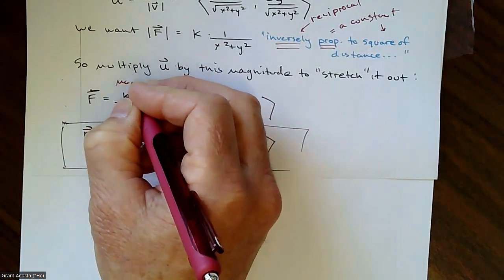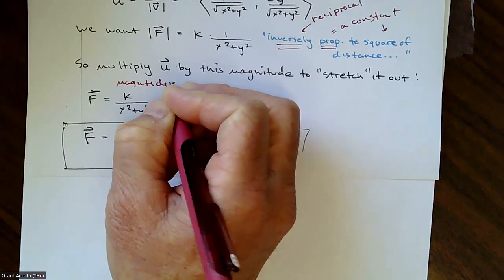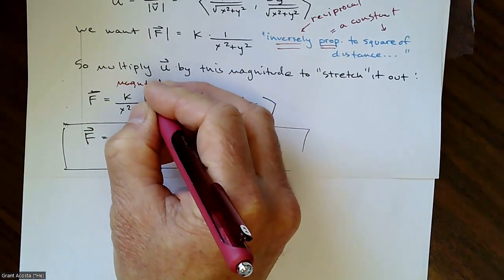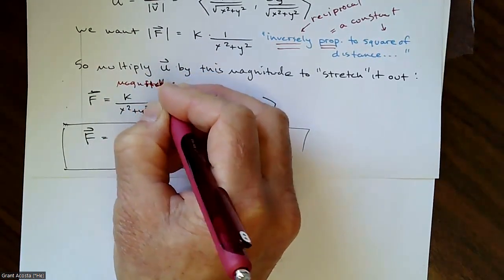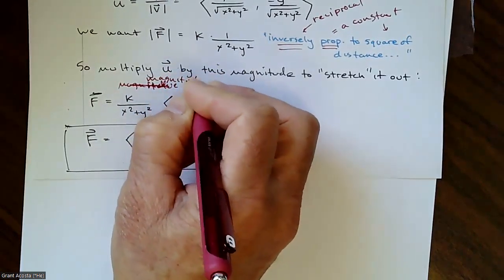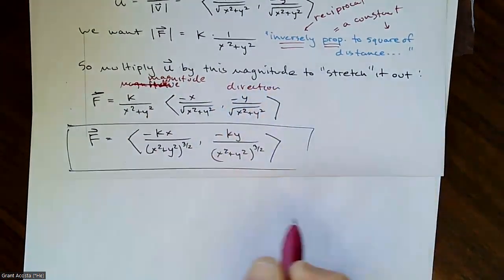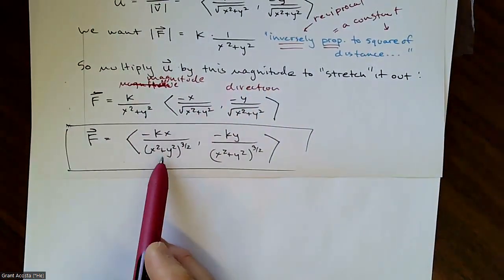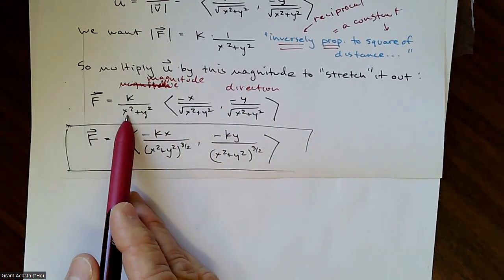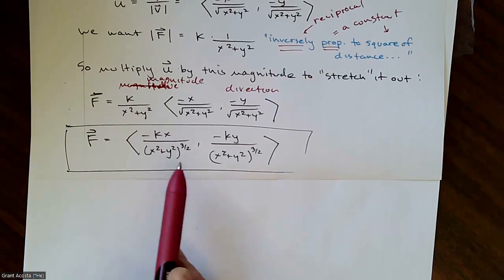This is magnitude. I can't spell magnitude. There we go. Let me just rewrite that. Magnitude. There we go. And this is my direction. And so if I bring that in, remember this is to the 1/2. So if I multiply by x squared plus y squared, that's going to be x squared plus y squared to the 3/2.